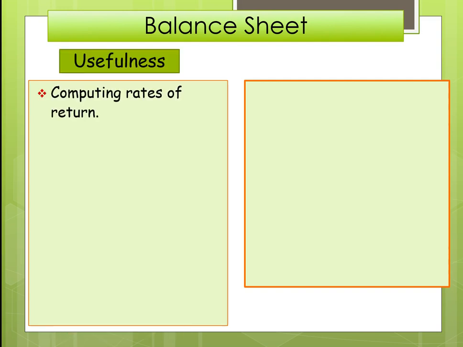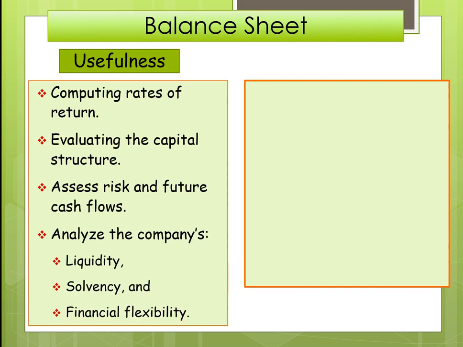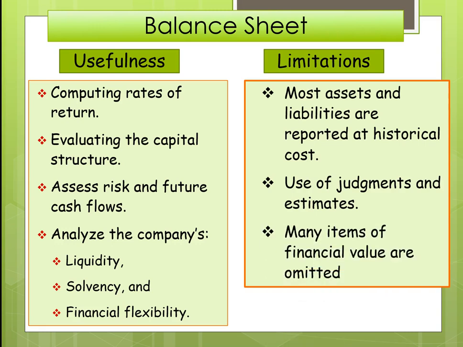Usefulness. Computing rates of return, evaluating the capital structure, assess risk and future cash flows, analyze the company's liquidity, solvency, and financial flexibility via ratio analysis. What are the limitations? Most assets and liabilities are reported at historical cost, use of judgments and estimates, and many items of financial value are omitted.